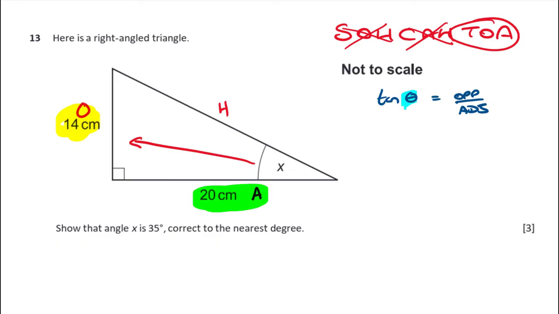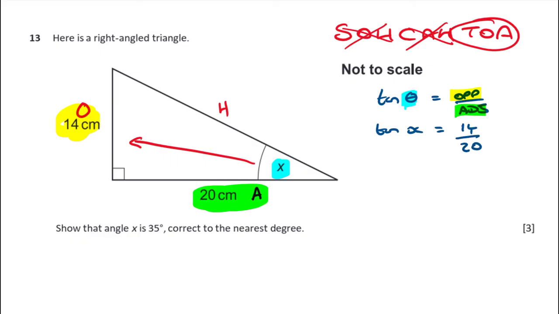So the angle here, well, the angle is actually what we want to find. It's the x value, isn't it? So that's where the x goes. So tan x. Now we already know the opposite is the 14, so that goes at the top, and we know the adjacent is the 20. Okay, so tan x is 14 over 20.